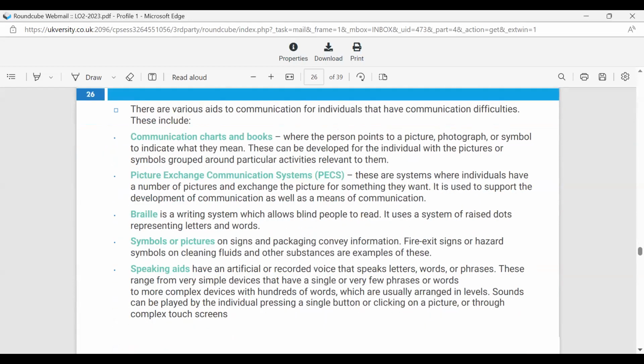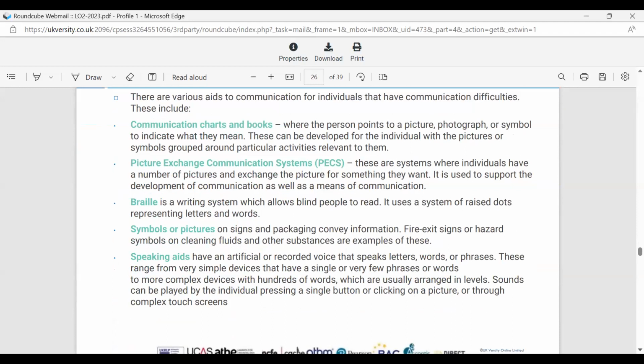Communication aids. There are various aids to communication for individuals that have different communication difficulties. These include communication charts and books, where a person points to a picture, photograph, or symbol to indicate what they mean. These can be developed for the individual with pictures or symbols grouped around particular activities relevant to them. Picture exchange communication systems, which is called PECs, are systems where individuals have a number of pictures and exchange the pictures for something they want. It is used to support the development of communication as well as a means of communication.